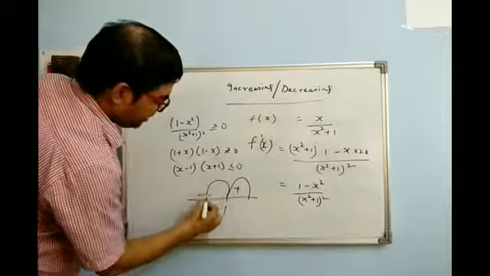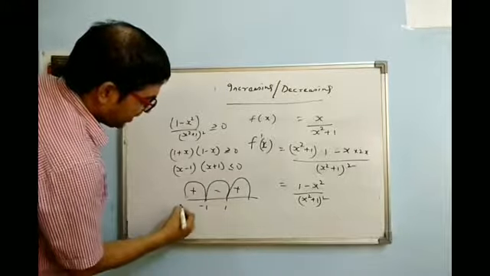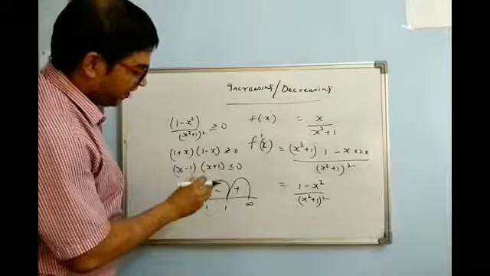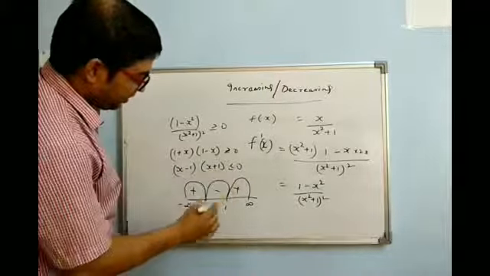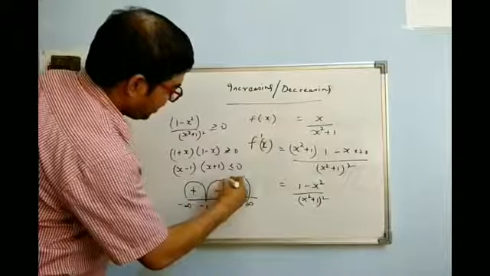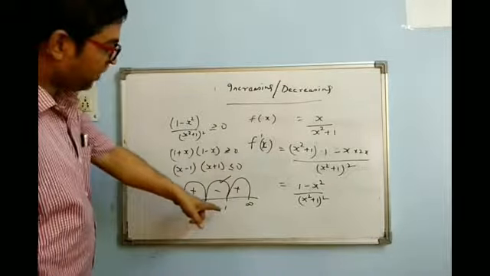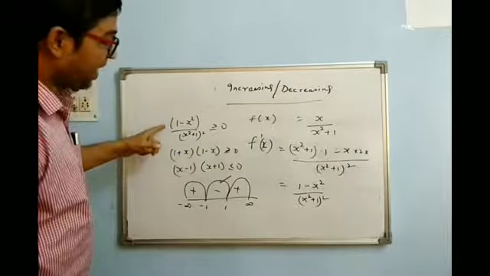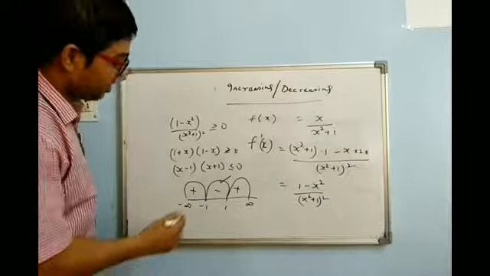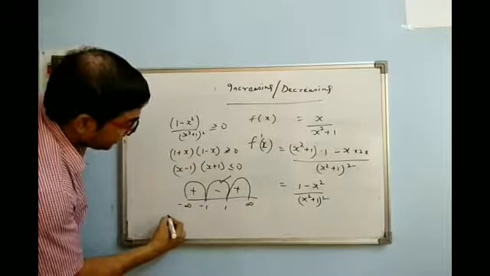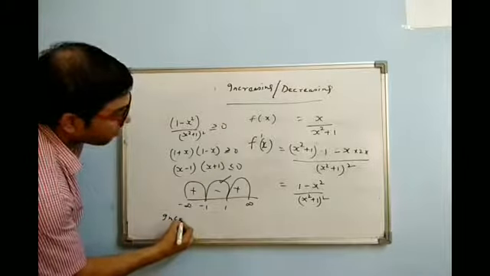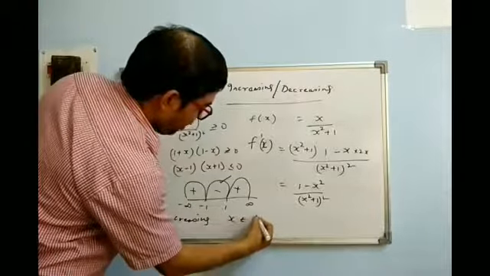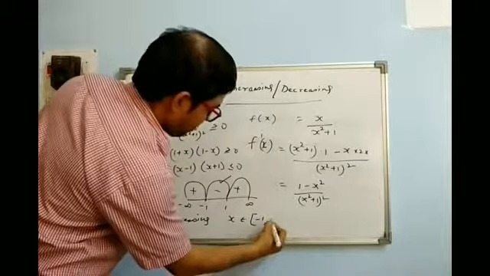First interval positive, second negative, third positive, like this. It is minus infinity, this is plus infinity. So if I have to check where this thing is negative, this thing is negative in this interval, that is minus 1 to 1. In minus 1 to 1, this expression is negative. That means that f dash x is positive. So in this interval it is increasing. So increasing when x is between minus 1 and 1.